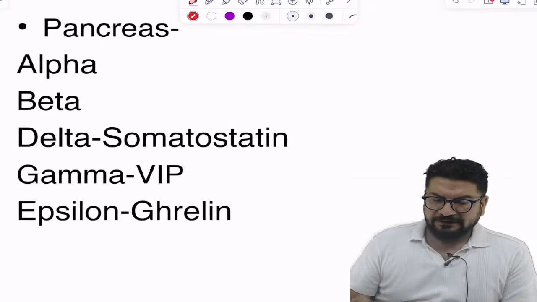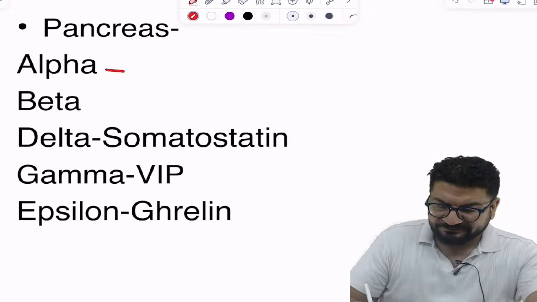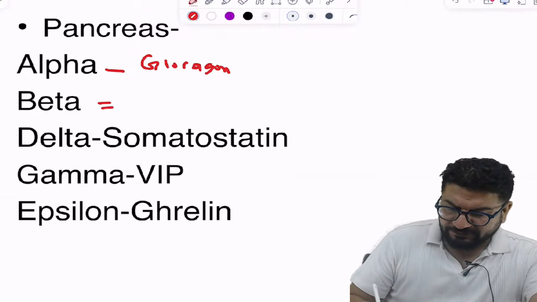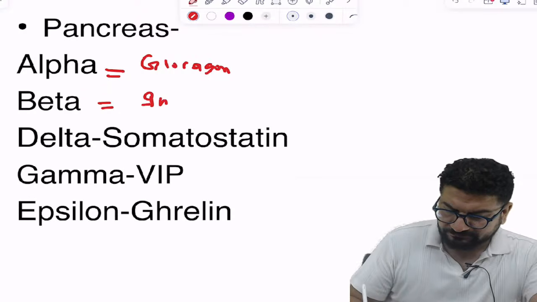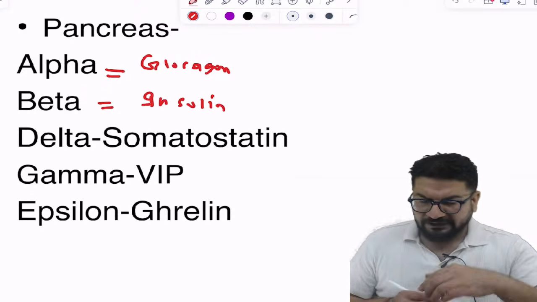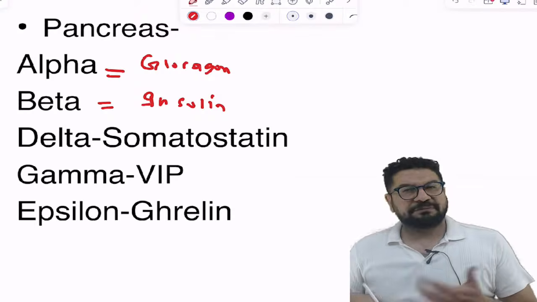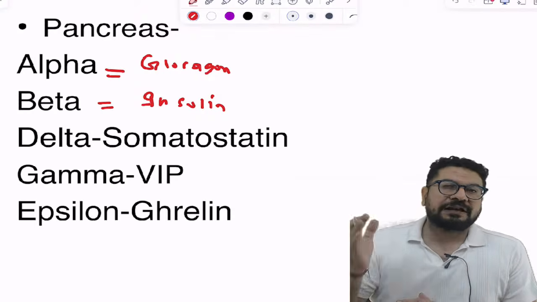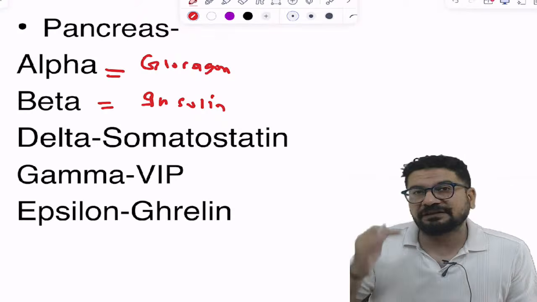Then we have the pancreas, where alpha cells will produce glucagon, beta cells will produce insulin, delta cells somatostatin, gamma cells VIP, epsilon cells ghrelin. Ghrelin will increase your appetite. Contrary to this, we have another hormone called leptin. Leptin will decrease your appetite.